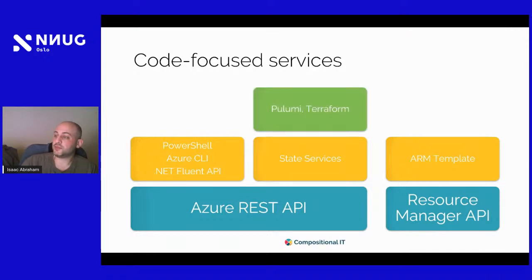And then on top of that, you've got services like Pulumi and Terraform, which have their own state service. So if you do a deployment and then you do a second deployment, it can understand the diff between the two and understands what APIs to call and so on.